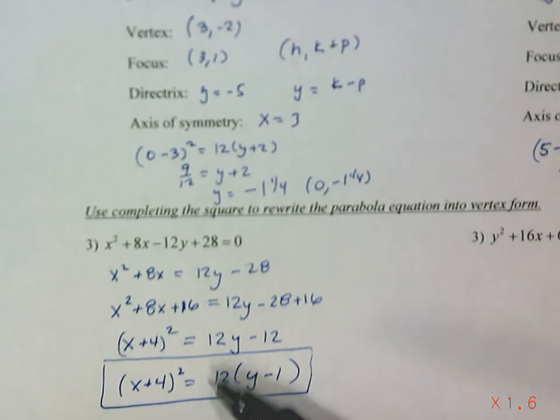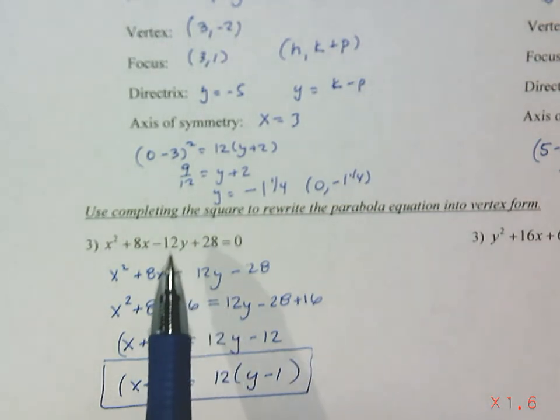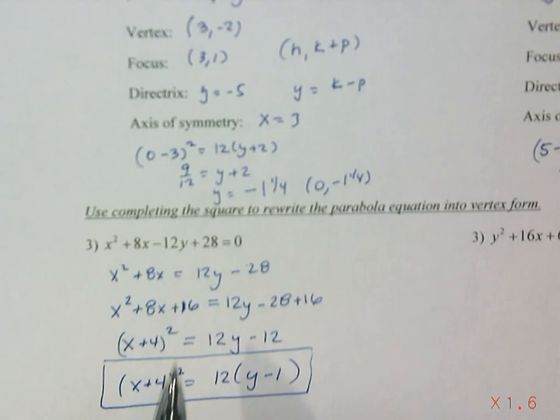This is the final form I was trying to get into. The reason for that is from here I can easily find the vertex, focus, directrix, and I can graph it. Not so easily when it's in the standard form up here. So vertex form makes it a lot easier. I'll give you one more example.